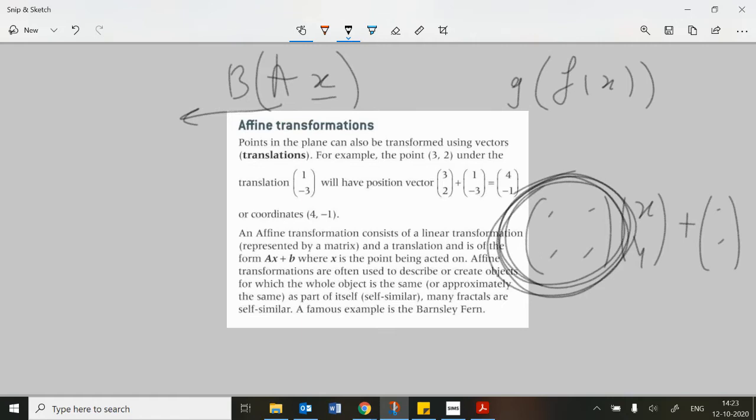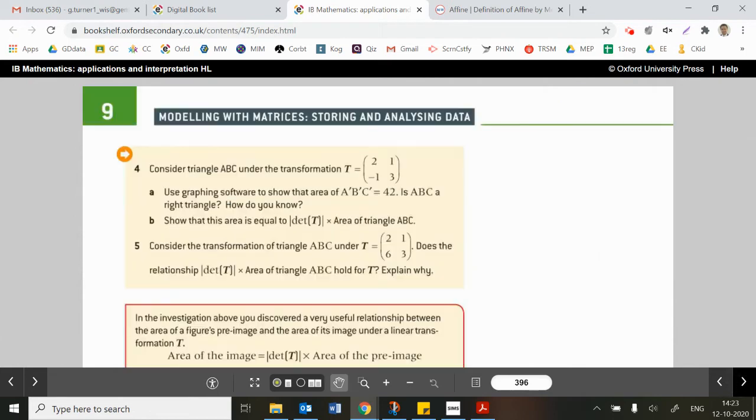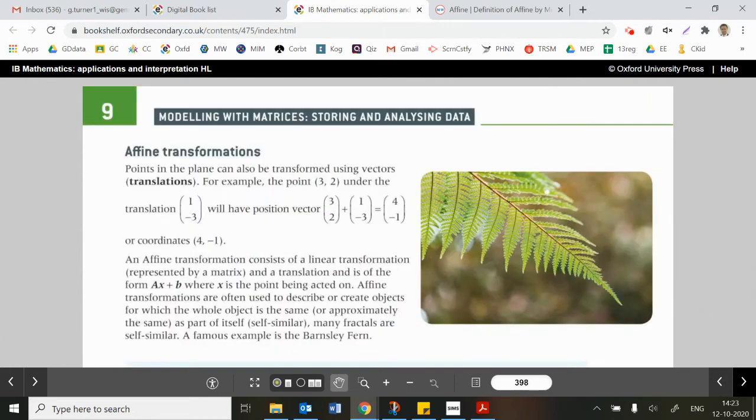Okay, so let's have a look at the question which they've got in the book. We're looking at example 9, I believe.